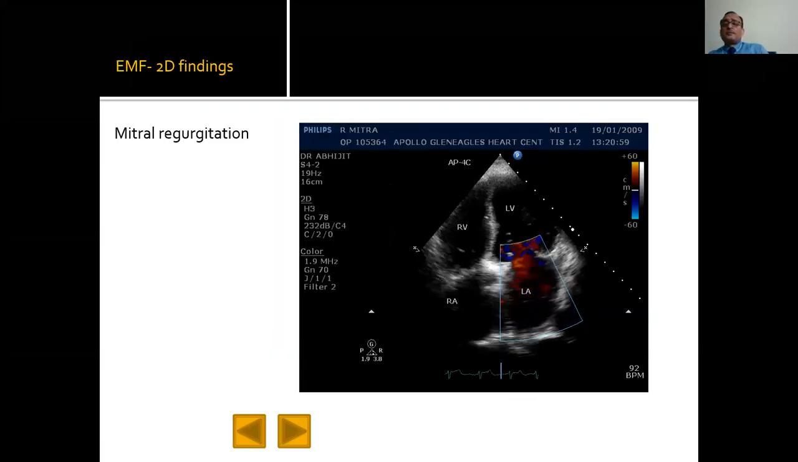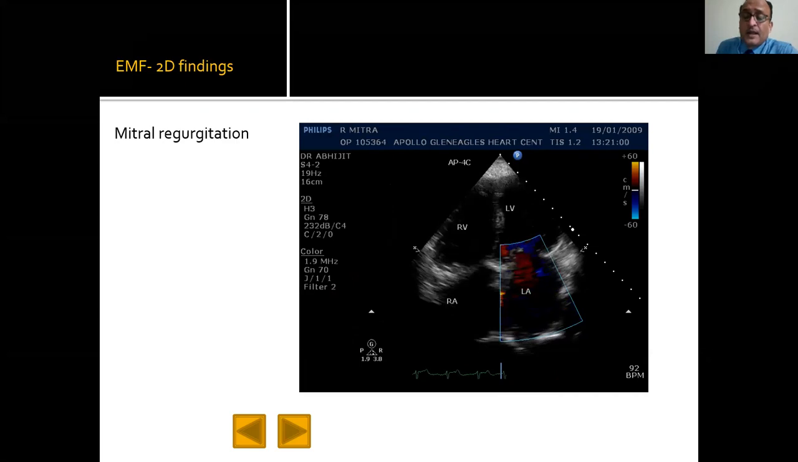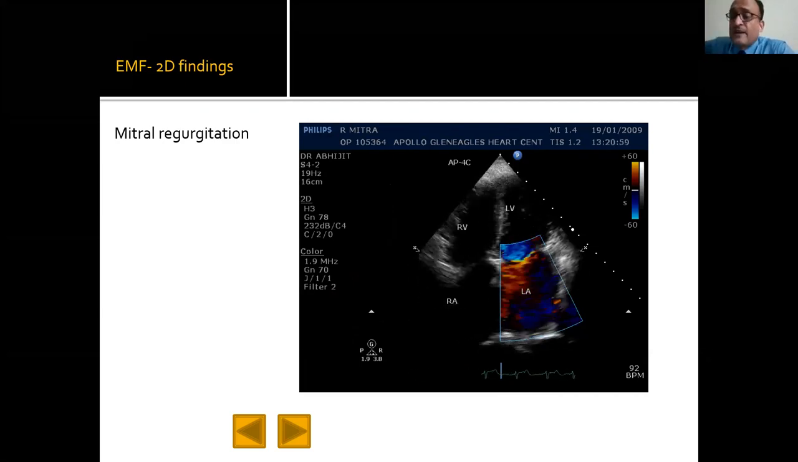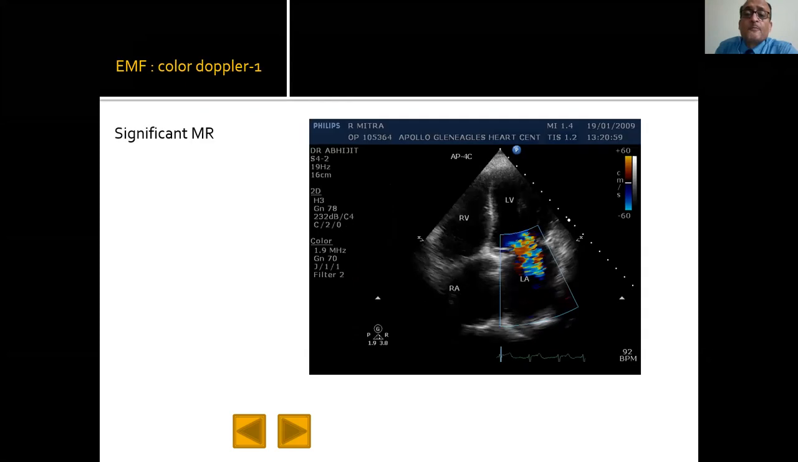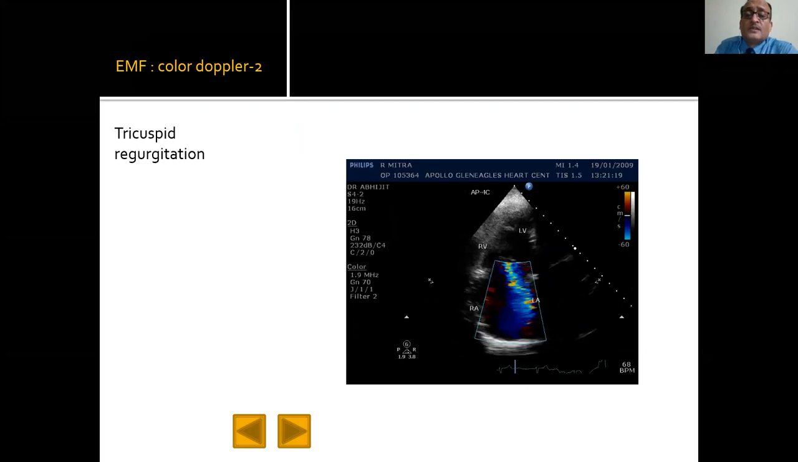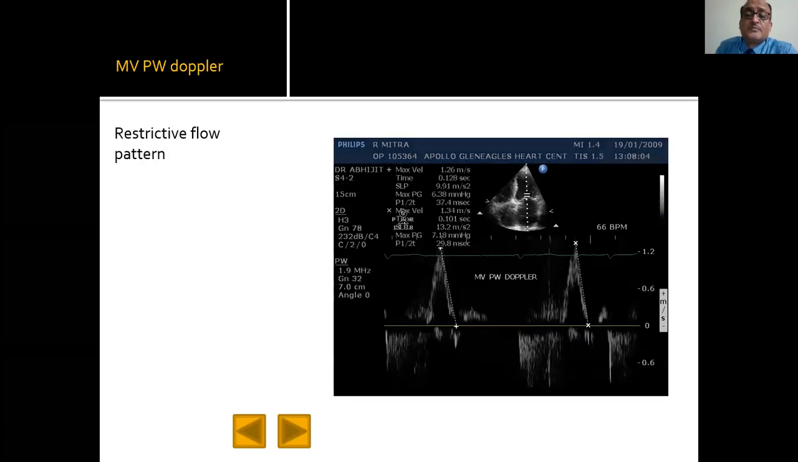Here was a patient from West Bengal who had endomyocardial fibrosis proved by cardiac MRI. There is severe mitral regurgitation because of involvement of the mitral valve apparatus by the fibrosis and thrombus that occupies the LV apex. There is tricuspid regurgitation. Another picture showing mitral regurgitation.